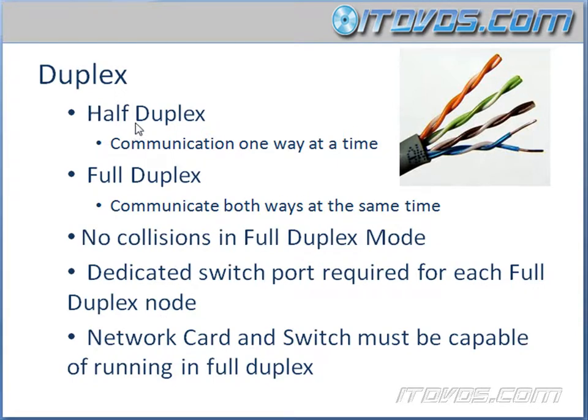First, there's half duplex, and this is communication one way at a time. So a common example of this is a walkie-talkie. When you're talking on a walkie-talkie, you can't hear the other person. You have to actually unpress the button, then the other user has to press the button, and then they can talk and you can hear them. So it's one way at a time, and half duplex in Ethernet only uses one twisted pair.